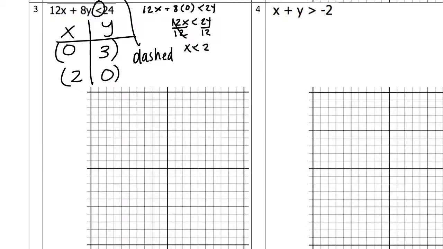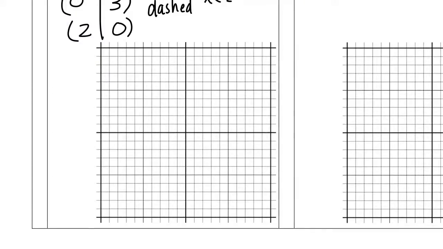So go ahead, take a look at your graph. We're going to plot the points 0, 3, and 2, 0. So 0, 3 would be here, and 2, 0 would be here. It's helpful to use a ruler right now if you have one to draw a dashed line going through these 2 points. My line's not as good as your line will probably be.